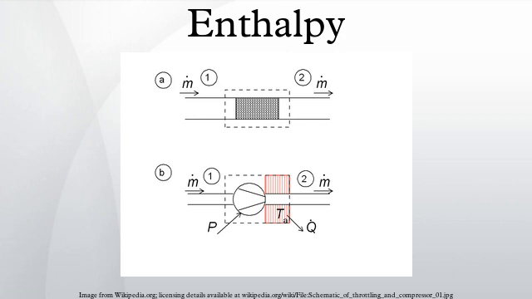Formal definition: the enthalpy of a homogeneous system is defined as H = U + PV, where H is the enthalpy of the system, U is the internal energy of the system, P is the pressure of the system, and V is the volume of the system. The enthalpy is an extensive property. This means that, for homogeneous systems, the enthalpy is proportional to the size of the system. It is convenient to introduce the specific enthalpy h = H/m, where m is the mass of the system, or the molar enthalpy Hm = H/n, where n is the number of moles.